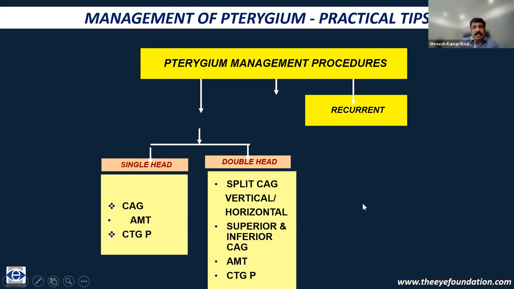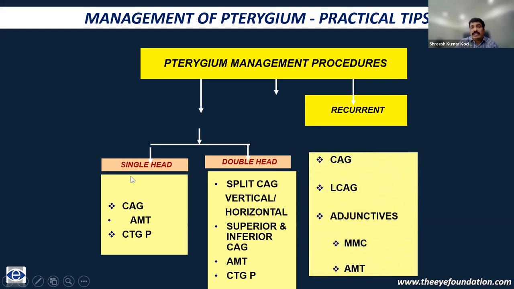For a single head pterygium, conjunctival autografting is the gold standard, and you can even try amniotic membrane transplantation or conjunctival tissue grafting from the pterygium itself. For a primary double head pterygium, you can do a split conjunctival autografting. Either you can split the conjunctiva vertically or horizontally, or you can take superior and inferior bulbar conjunctival autografts, and amniotic membrane transplantation or conjunctival tissue graft from the pterygium itself can be tried in these cases.